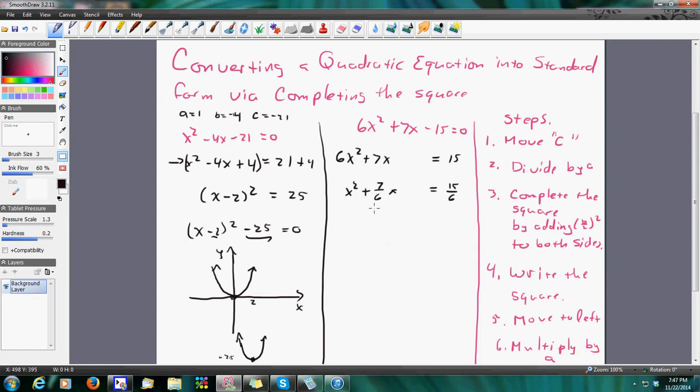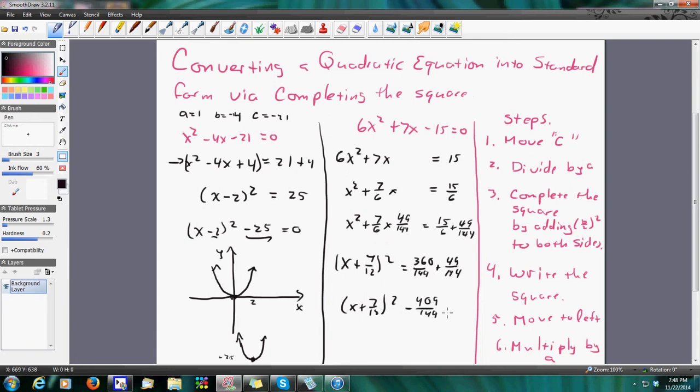Half of this is going to be 7/12. And 7/12 squared is 49/144. Oh my goodness. Well, going over to my handy dandy calculator. Let's see, 24 times 15. So I got x plus 7/12 squared equals, if I multiply 15 times 24, I get 360 over 144 plus 49 over 144, which gives me 409 over 144. So I'm going to subtract that to the other side. Minus, what did I say, 409 over 144 equals 0.